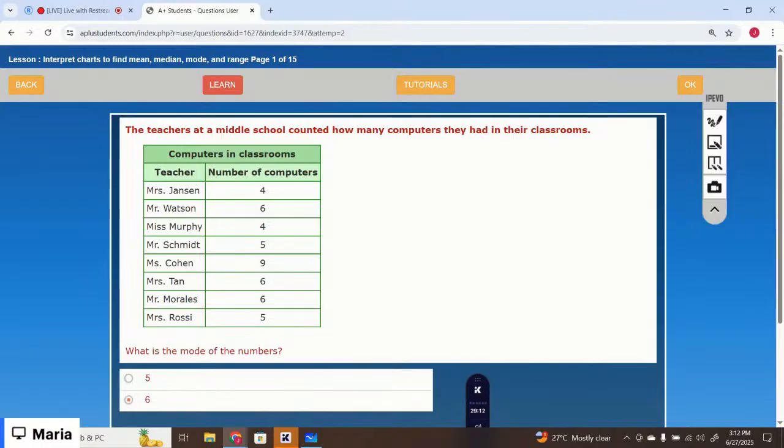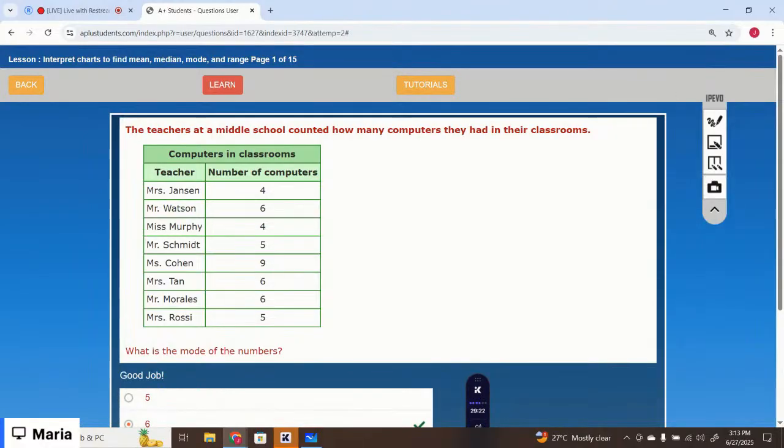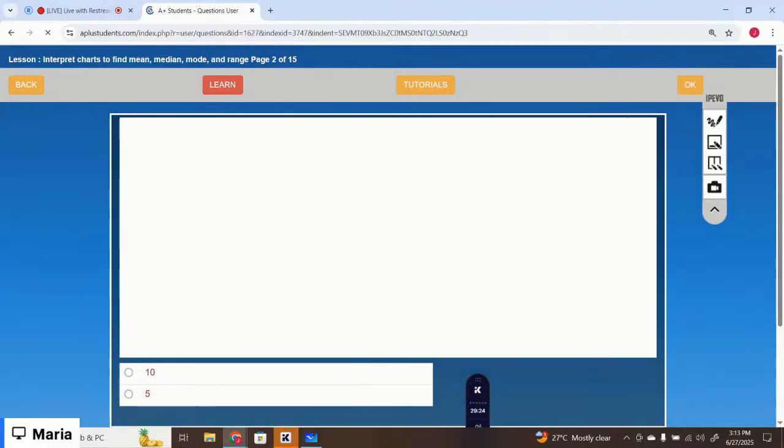The mode is 6. Option B is the correct option. 6 is the number that appears the most in the given data.